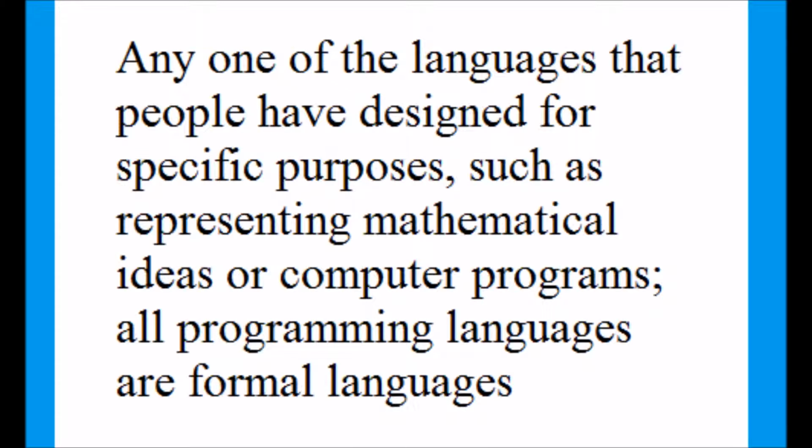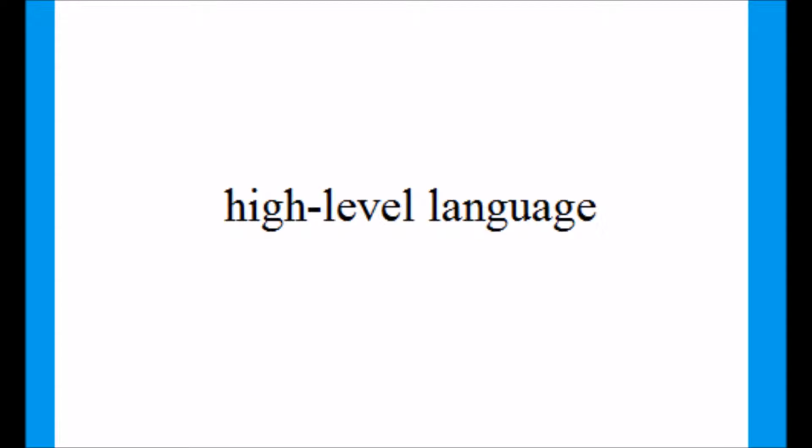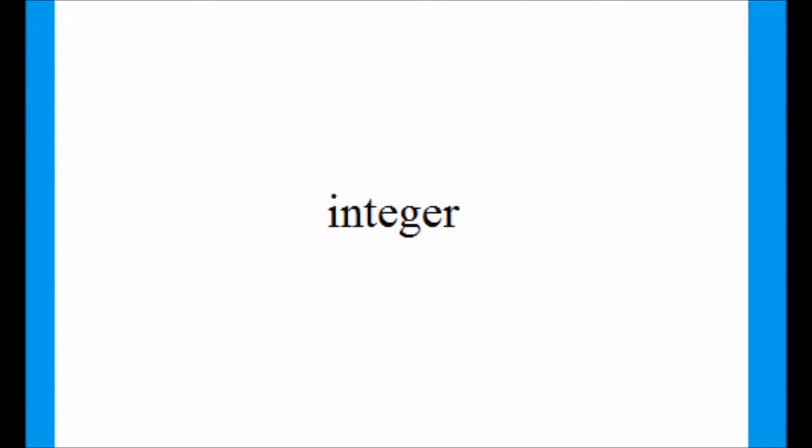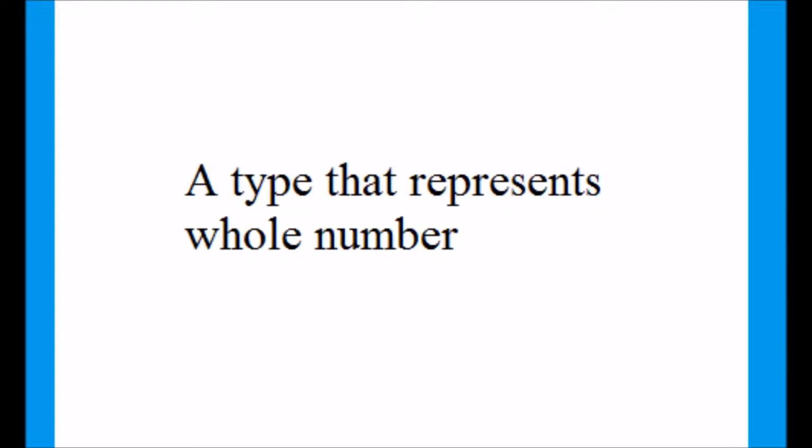Formal language. Any one of the languages that people have designed for specific purposes, such as representing mathematical ideas or computer programs. All programming languages are formal languages. High-level language. A programming language like Python that is designed to be easy for humans to read and write. Integer. A type that represents a whole number.